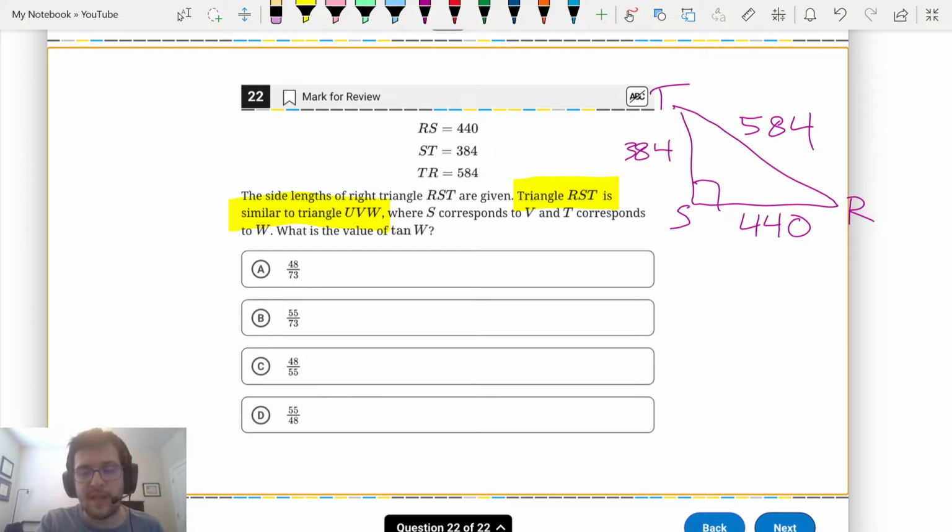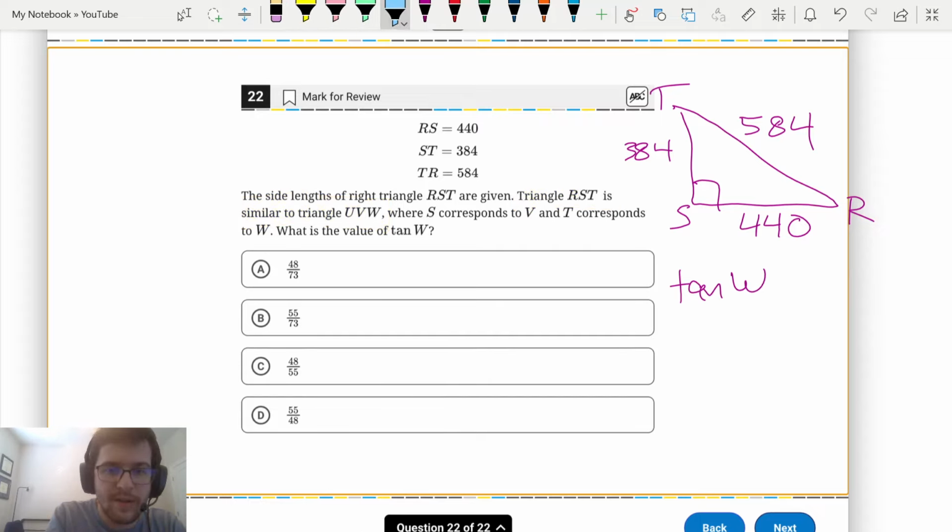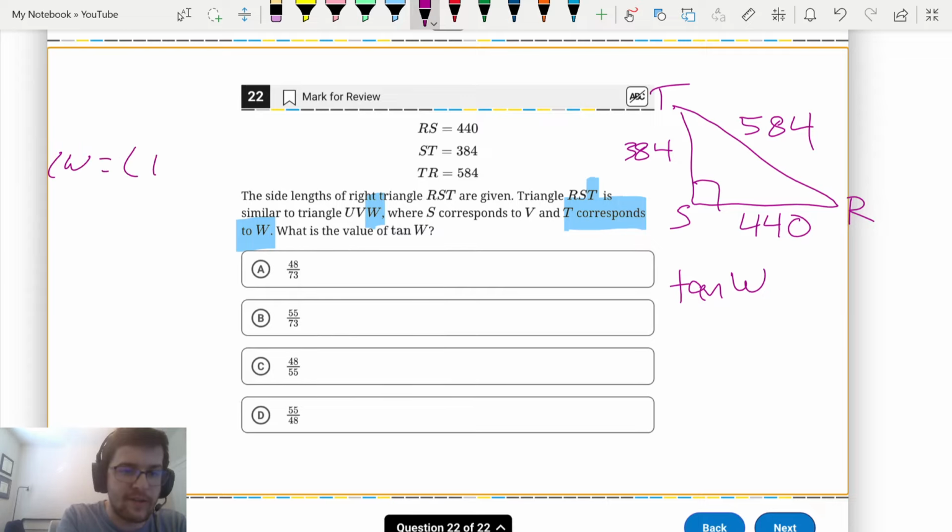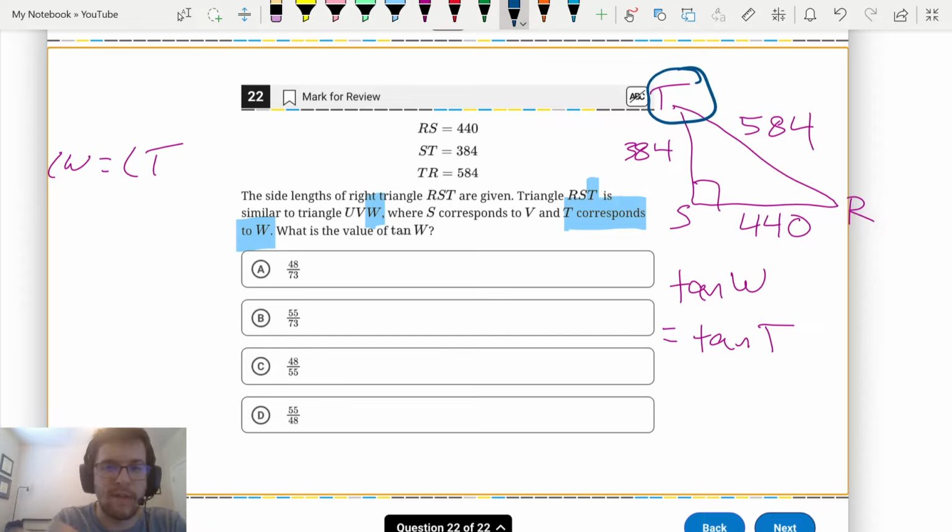So to find tan of W, you have to recognize that W is equal to T because they both come last in the similarity statement. It even tells you T corresponds to W, right? So angle W is equal to angle T. So if we want to find tan of W, we could find it by doing tan of T. So T is up here. I'm going to circle it so that I look in the right spot. And now we're going to do tan.